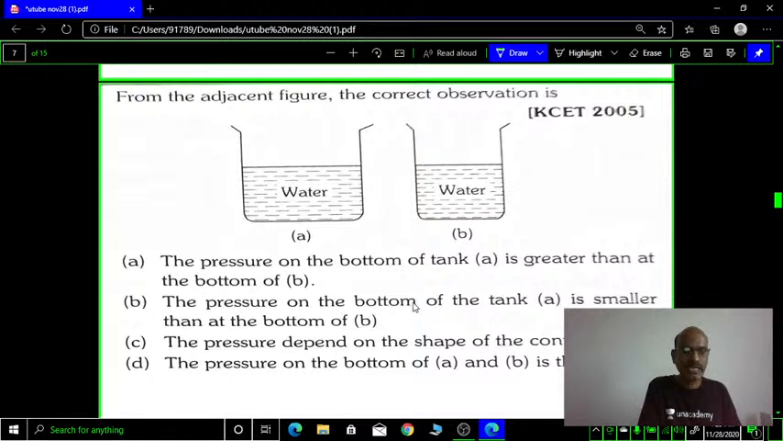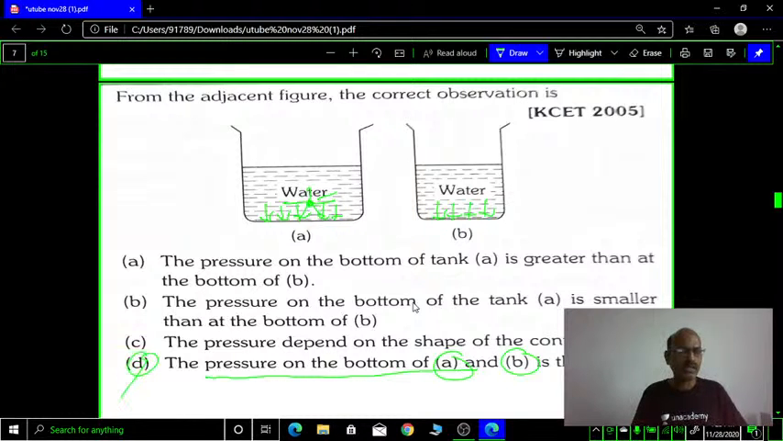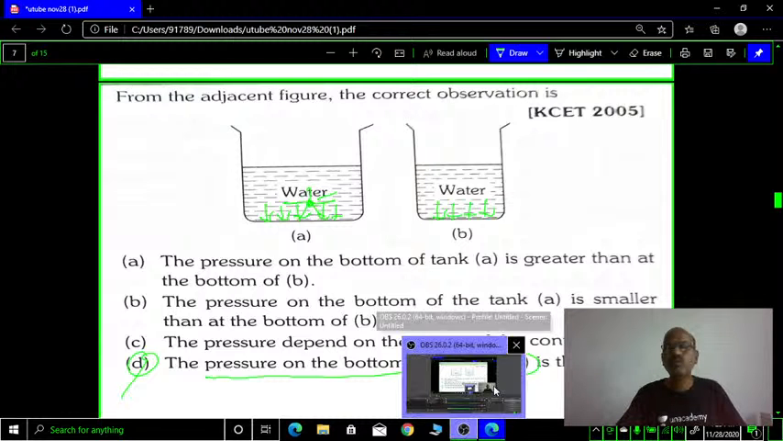All the options, you see, eliminate the ones which do not suit here. You can eliminate them, then you can understand. We know that at any point inside the fluid, pressure will exert equally in all directions. So the pressure on the bottom of A and B is the same. Even though the area of cross section differs, the pressure will be the same at the bottom. So options B, D are correct. Okay, let us go for the next one.